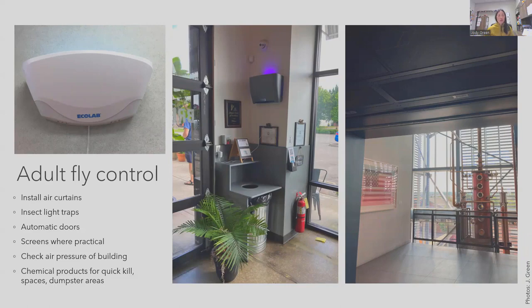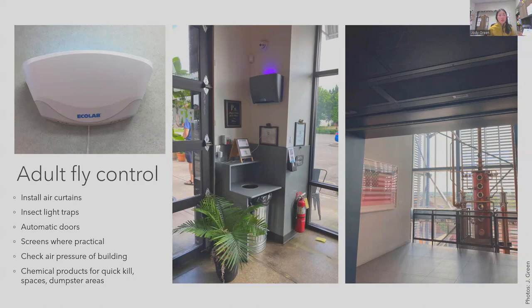For adult control, I talked a little bit about those mechanical controls. We have insect light traps that look very nice these days that you can have in the dining area where there's not food prep. They are great for intercepting flies before they get into the kitchen, since we've got a lot of open doors and open patios now where we're bringing the outside in or vice versa.